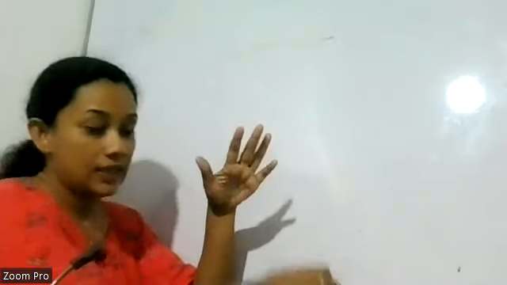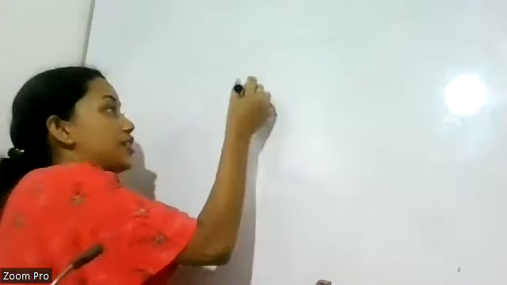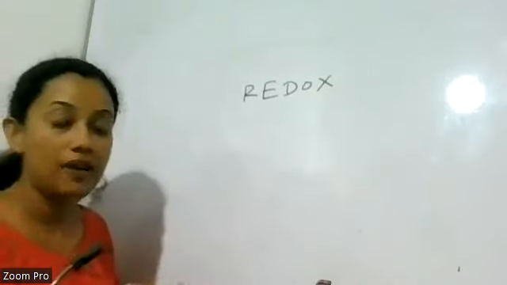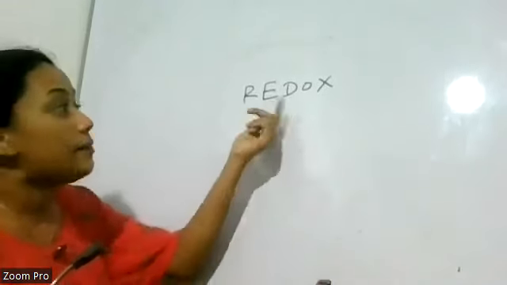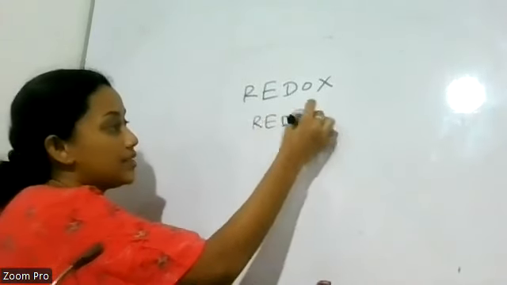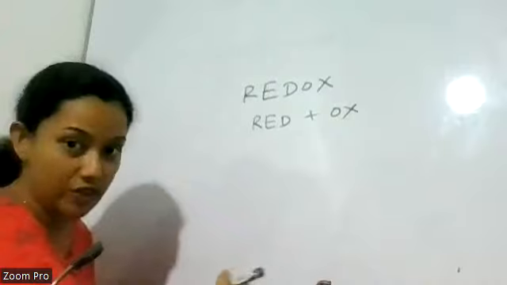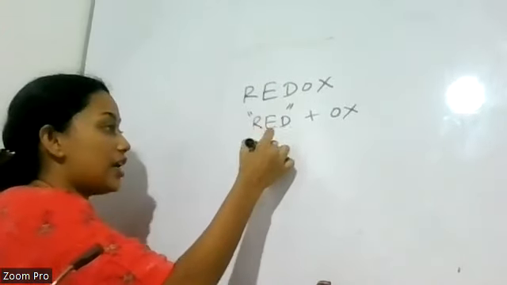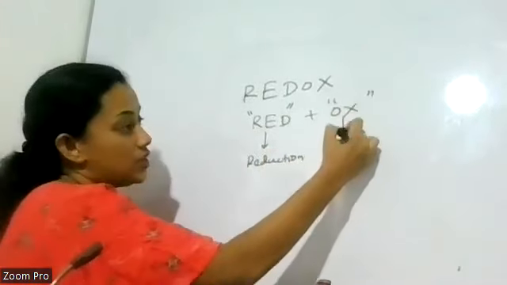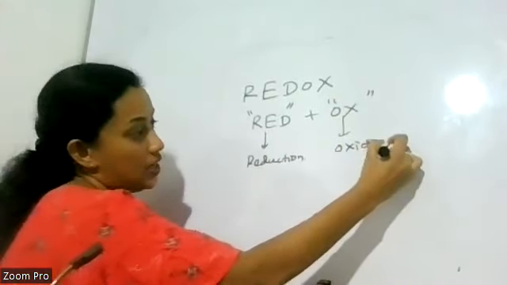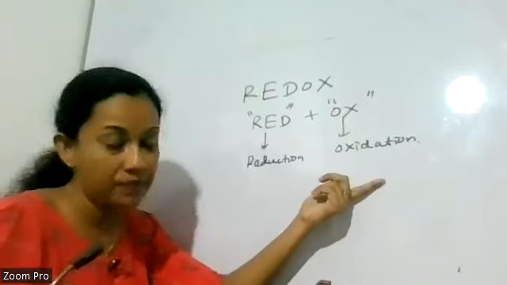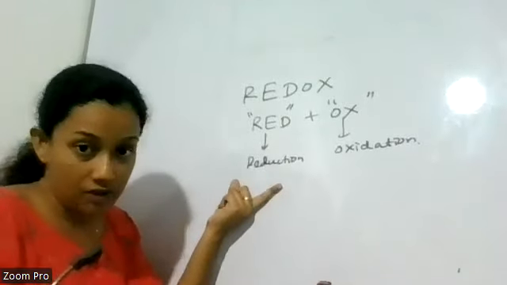First of all, what are redox reactions? What do you mean by a redox reaction? It can be divided into 2 parts: red plus ox. Red plus ox means redox. Red means reduction, and ox means oxidation. What do you mean by reduction?